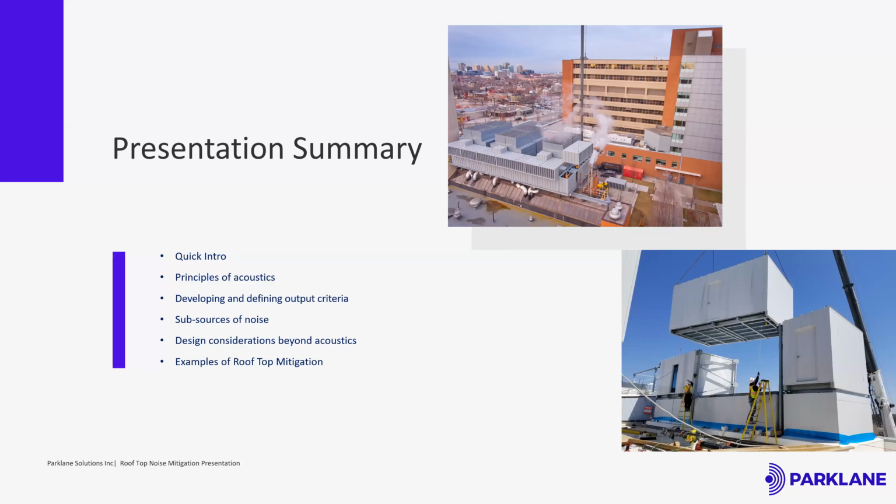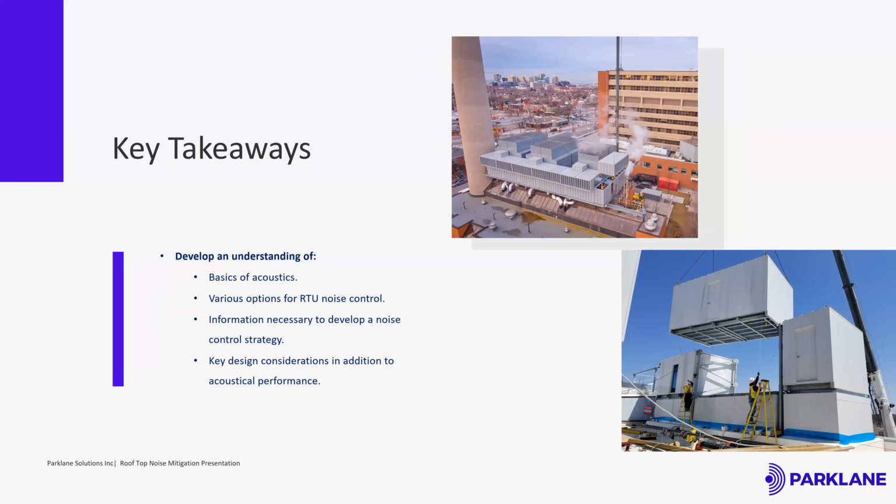A quick presentation summary of what we will be covering: a quick intro of ourselves, then the basics of acoustics, and then talking about different output criteria. How do you go about setting a criteria for different noise sources, and what kind of mitigation can be applied towards it. We also have some example slides of what we have done in the past. Key takeaways, as we talked about, is you'll get a little bit of what acoustics is, what type of rooftop equipment noise controls we have, different types of control strategy, and what goes into designing a rooftop noise control.